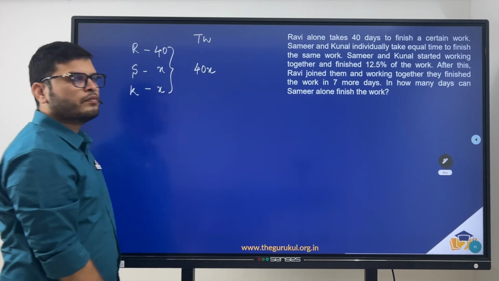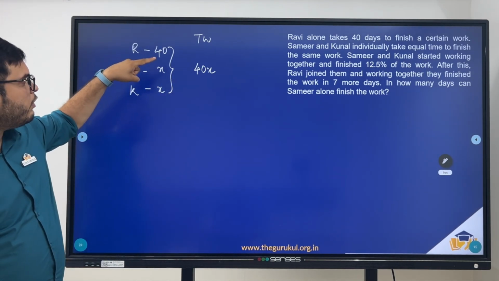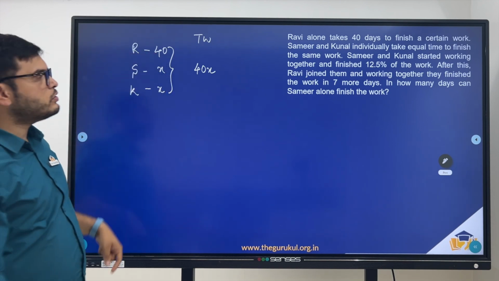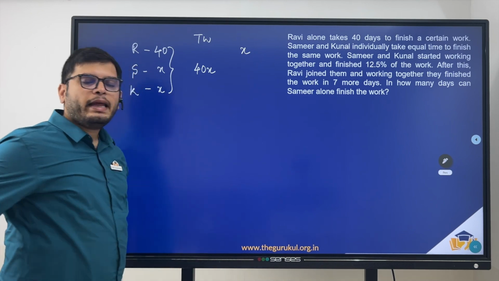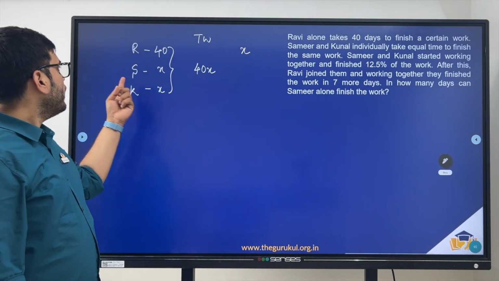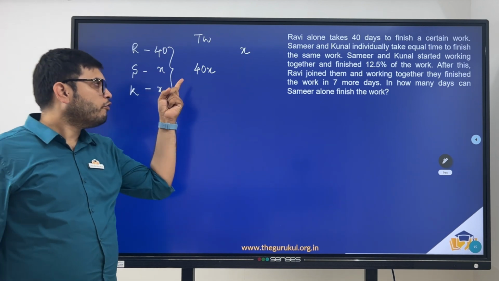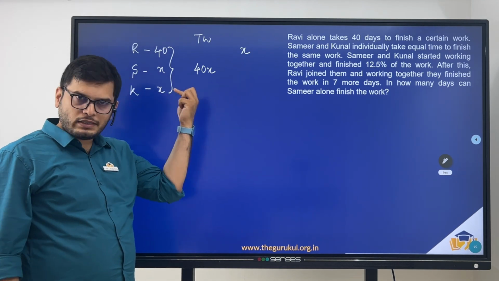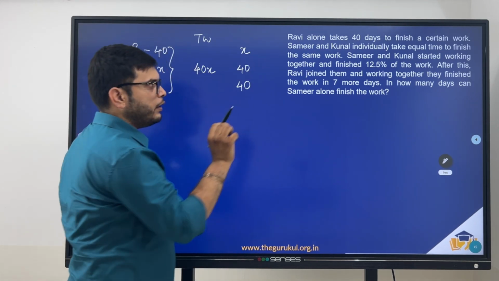40X, right? Now if Ravi can complete 40X units in 40 days, I can say that Ravi will be doing X units of work per day. And Samir and Kunal will be completing 40X units of work in X days, so they will be doing 40 units of work each per day.